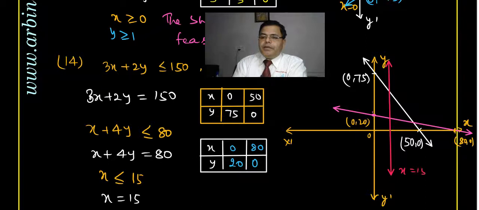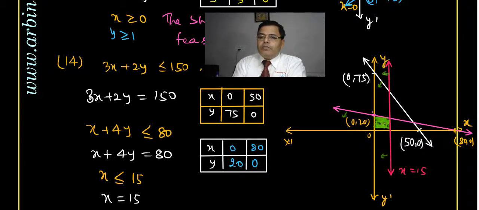Okay, and now x is greater than 0, y is greater than 0. It is given that x is less than 15, which means this side. 0, 0 satisfies it, yes. So all of them are towards the origin. And x is greater than 0, that is this direction, y is greater than 0, that is this direction. So this is a common feasible solution which will satisfy all of them.